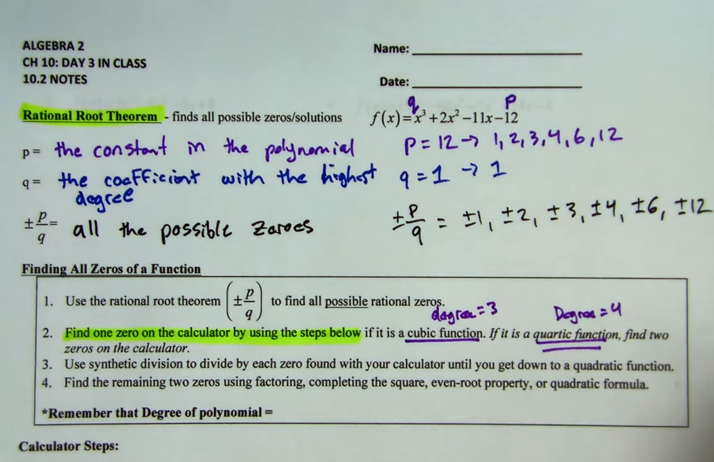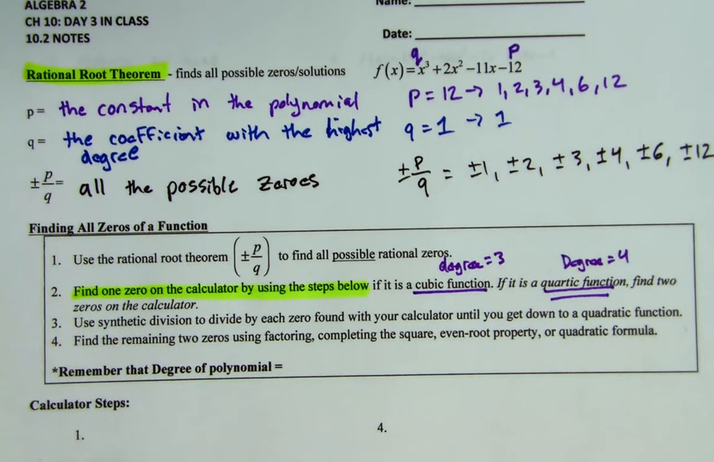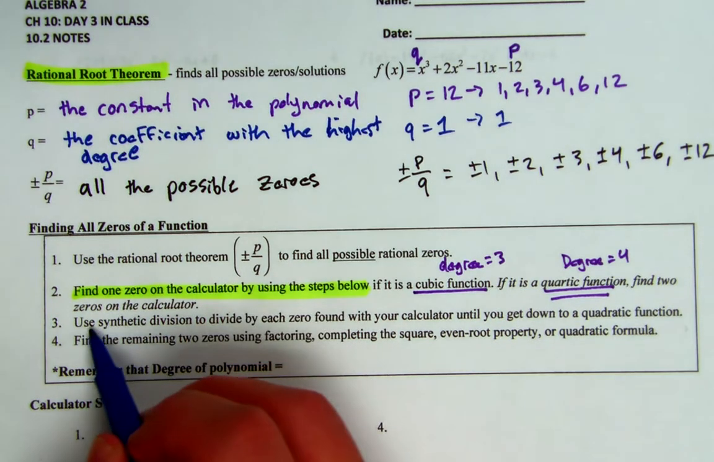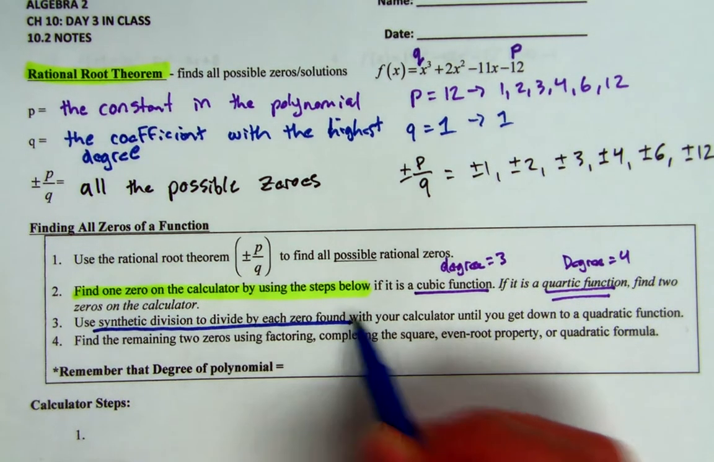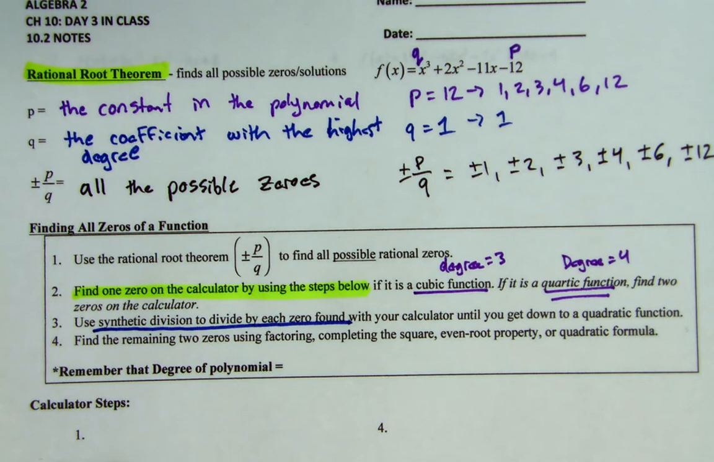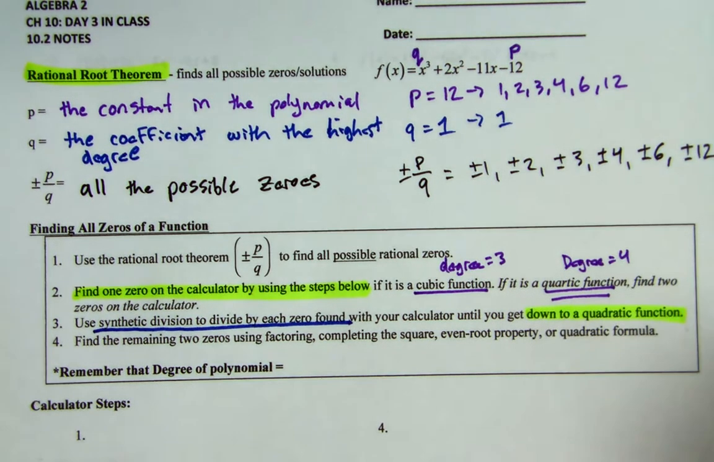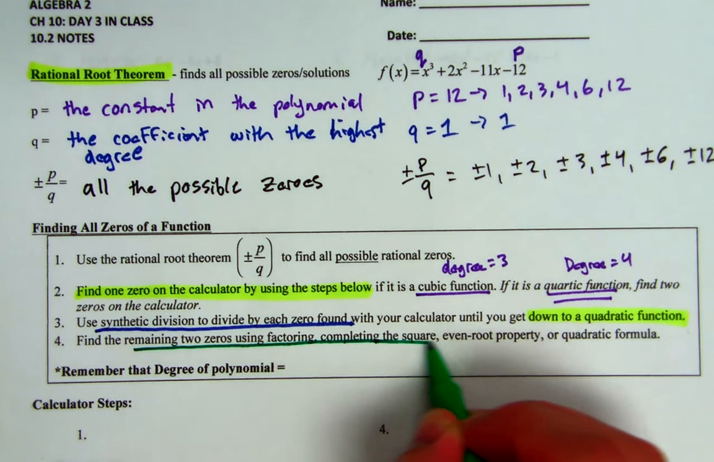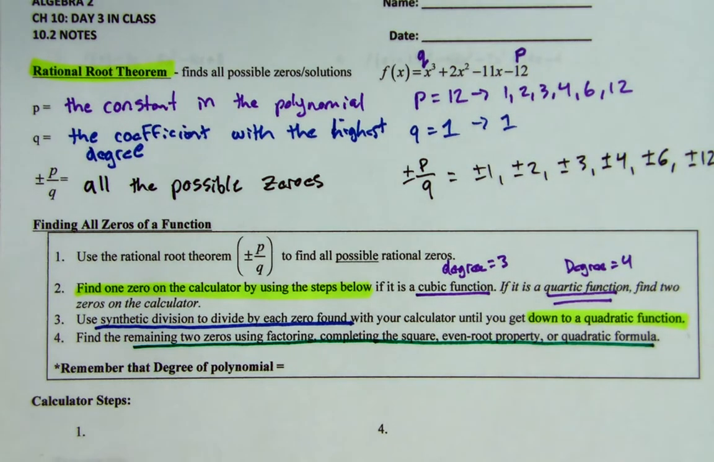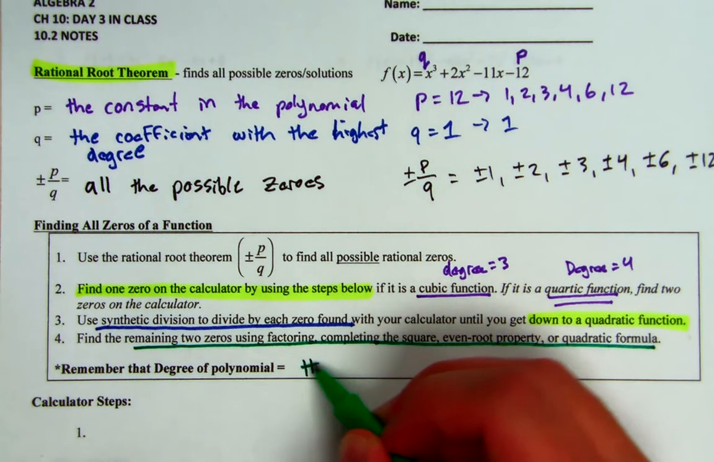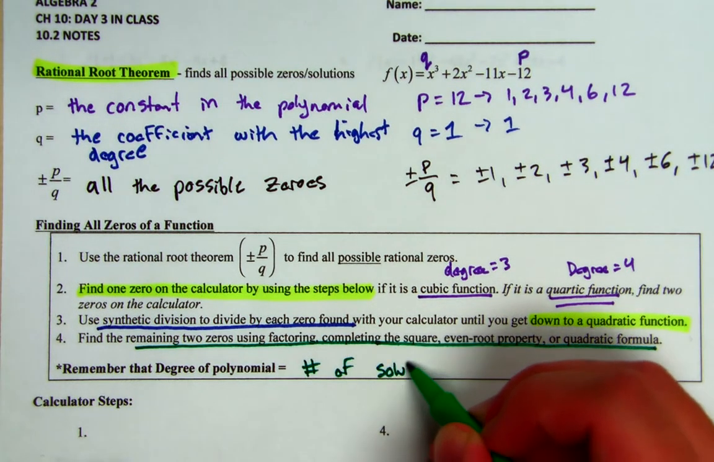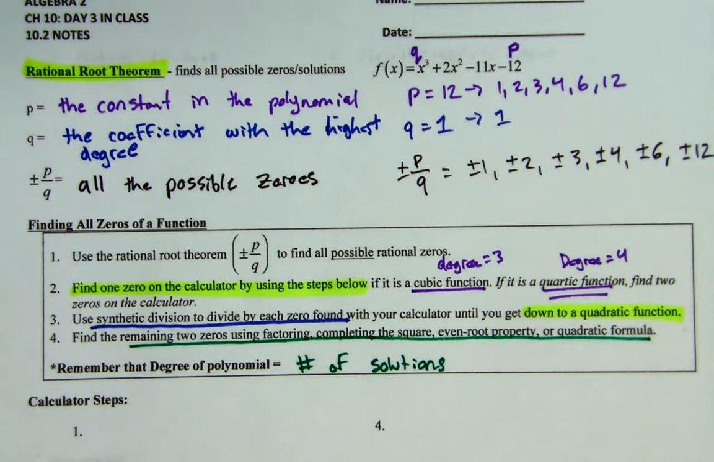Then we're going to find two zeros. Once you find that zero, we're going to synthetically divide by each zero we found until we get down to a quadratic. And why? Because we know how to work with quadratics. And then you're going to find the remaining two zeros by factoring, or all those things we've been using the past few days. Remember that the degree of the polynomial equals the number of solutions, real or imaginary.